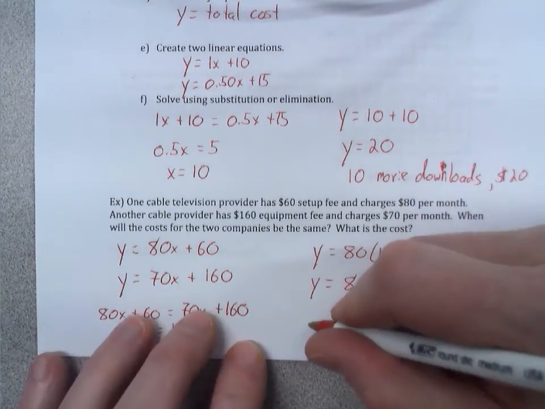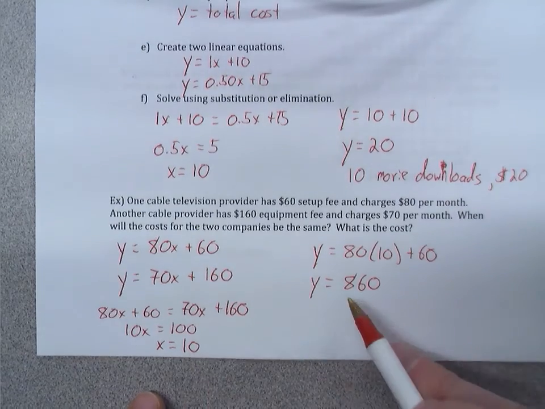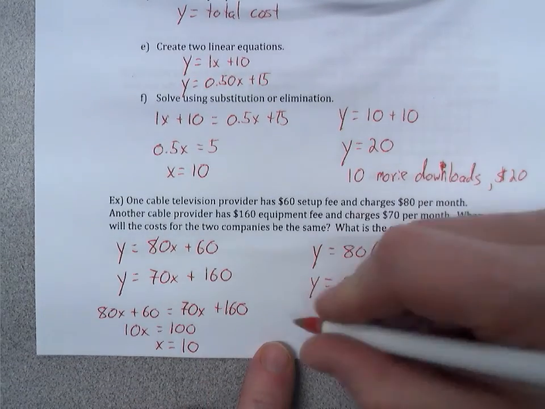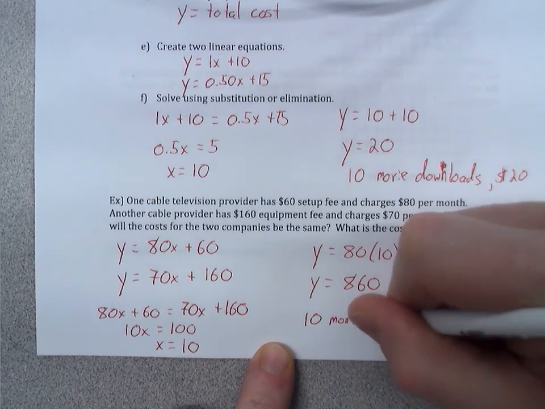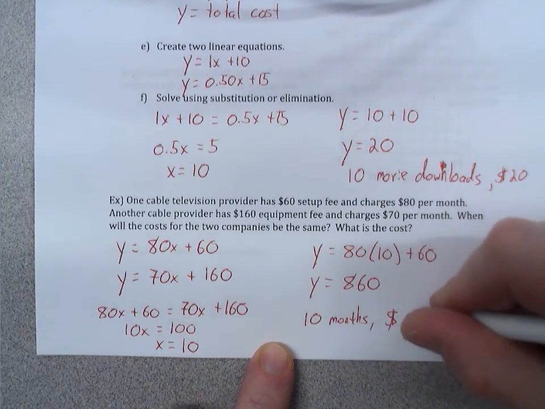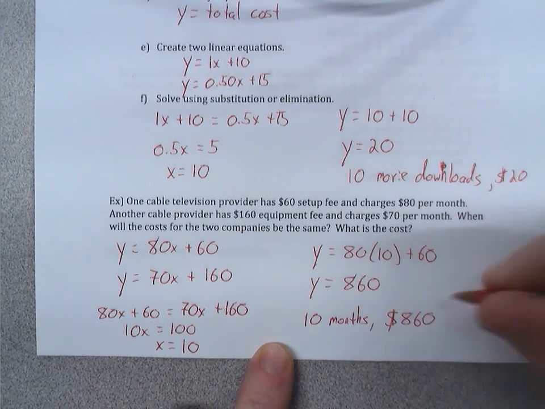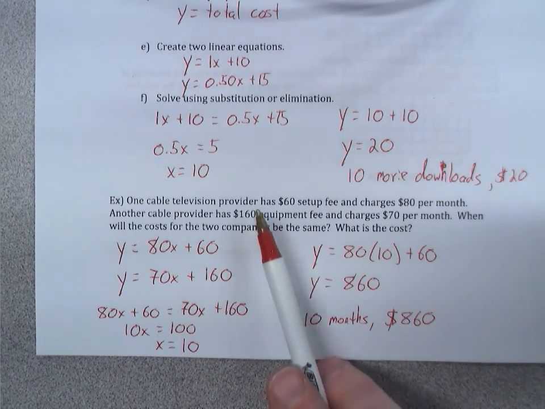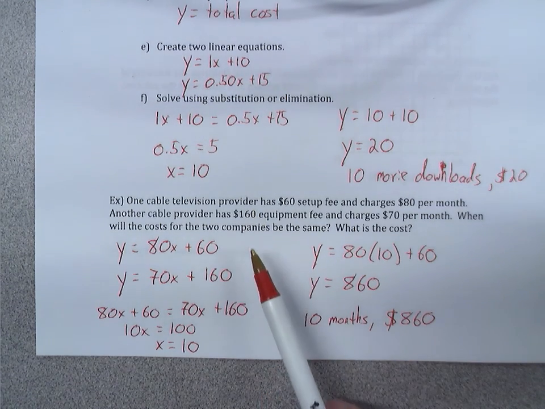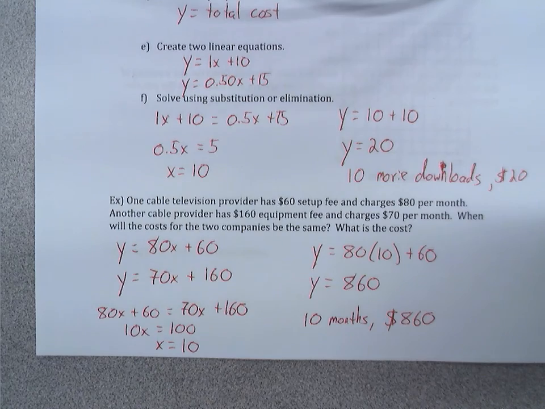860. So what does this mean? Well, x is the number of months. Y is the total cost. So 10 months is going to cost $860, and it's going to cost that same amount whether we go with the first cable provider or the second cable provider. They will have the exact same cost at that 10-month mark.